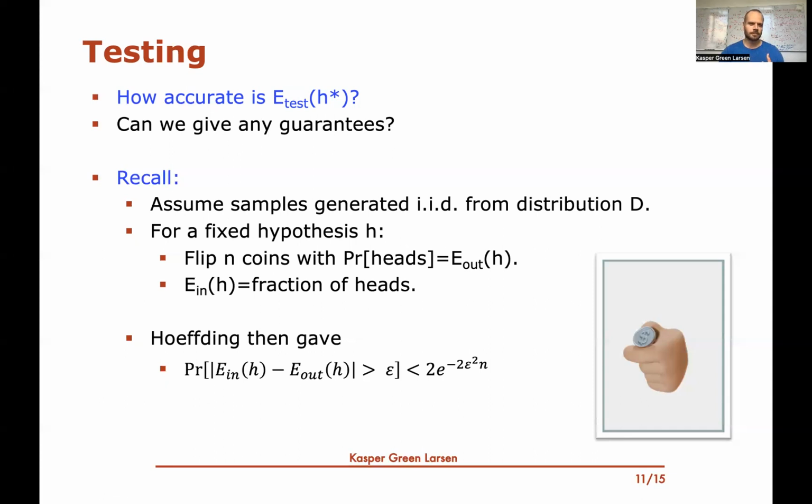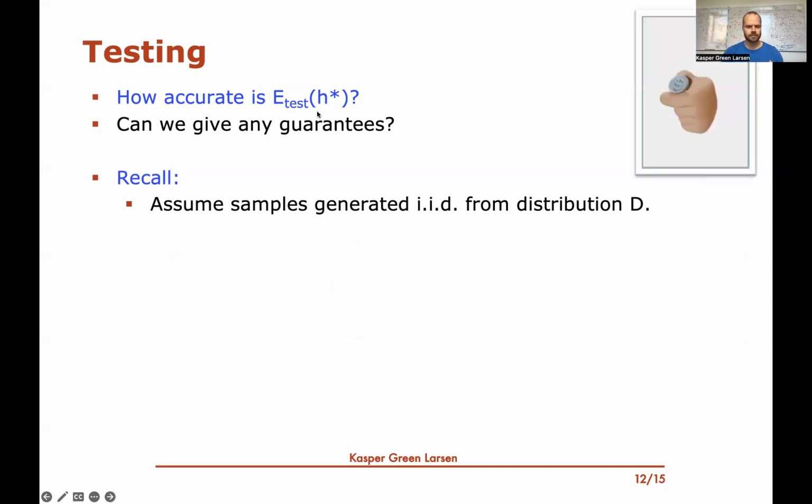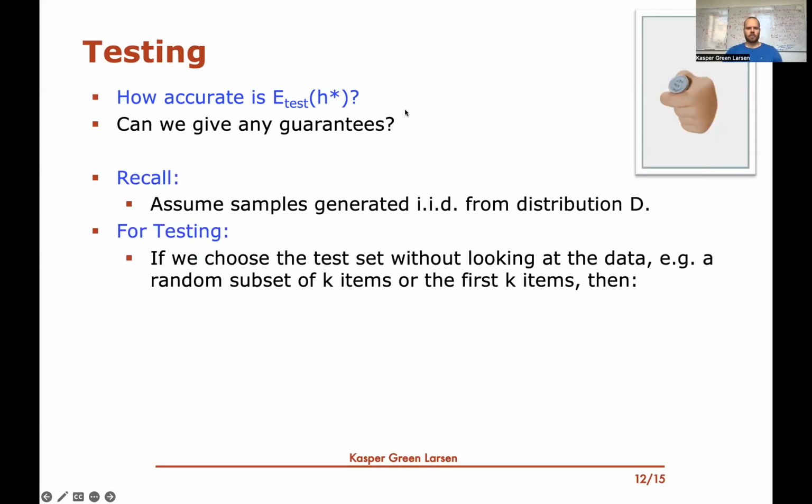So the question is, can we somehow use this Hoeffding bound also for this test error here? Like, is this a similar experiment that's happening? So let's try to see. So when we're in this testing setup, right, what we could do is we say, okay, so we have this test set that we choose in advance, right? And there's several ways we could choose it, right?